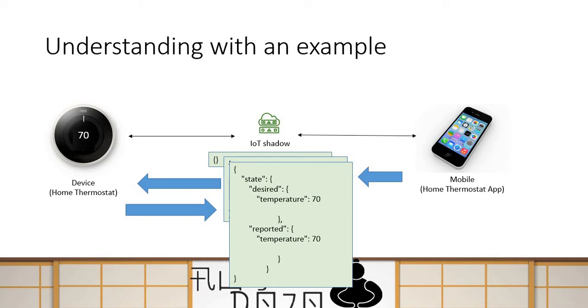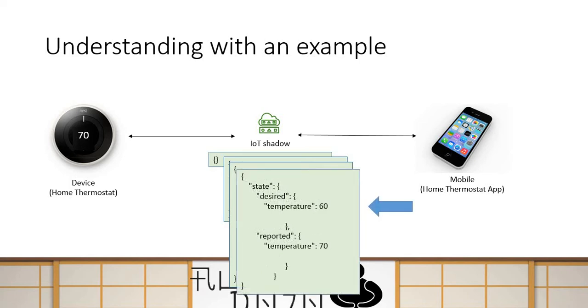And anytime the application can go and check the state and say, okay, fine, I asked the device to go to 70 degrees, and the device has reported back that it is at 70 degrees. Now, you might change your mind at some point later and say, okay, fine, I want to change my temperature to 60 degrees now. So you go and update your state and say, I want to change my desired state to 60 degrees, while your reported state is still 70 degrees, and that is fine.